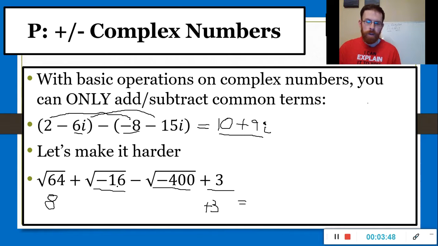Now, the square root of a negative 16. Now, once again, since that's a negative, I normally can't take that square root, but if I separate that negative 16 between a 16 and a negative 1, I can rewrite that as the square root of 16 times i. I can do that same thing with this 400 here. That's the square root of 400 times i.